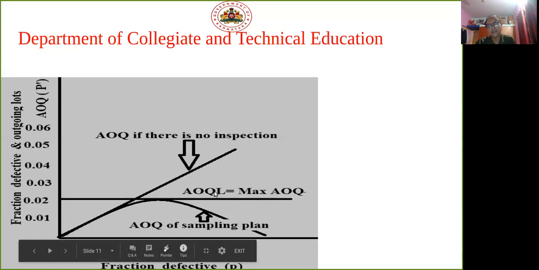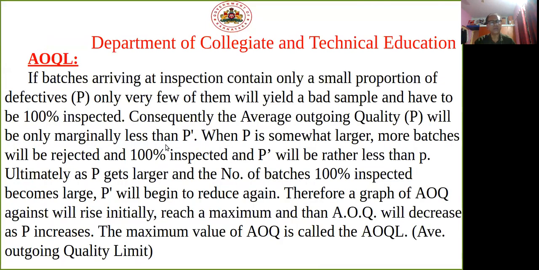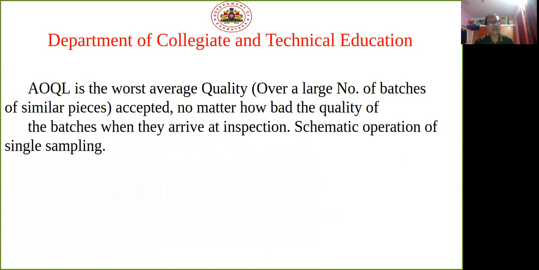The only difference is that one is the average outgoing quality and the other is the average outgoing quality level. When there is an inspection, this point is called AOQ, and this AOQ is maximum. Over this we cannot go. This is the maximum, and that maximum equals the average outgoing quality level. So that is about the average outgoing quality level.